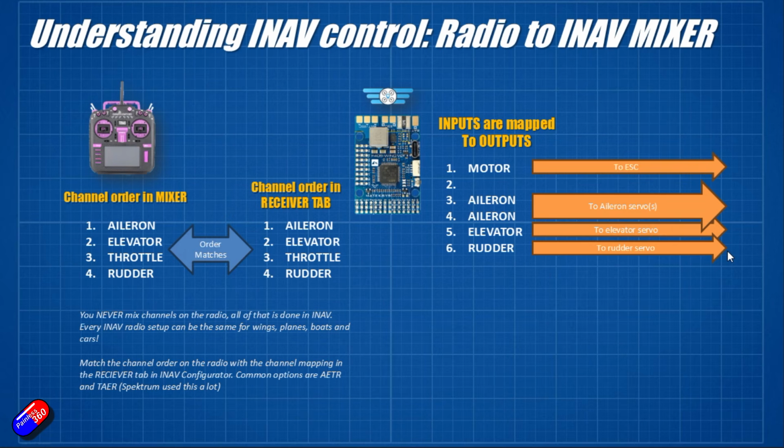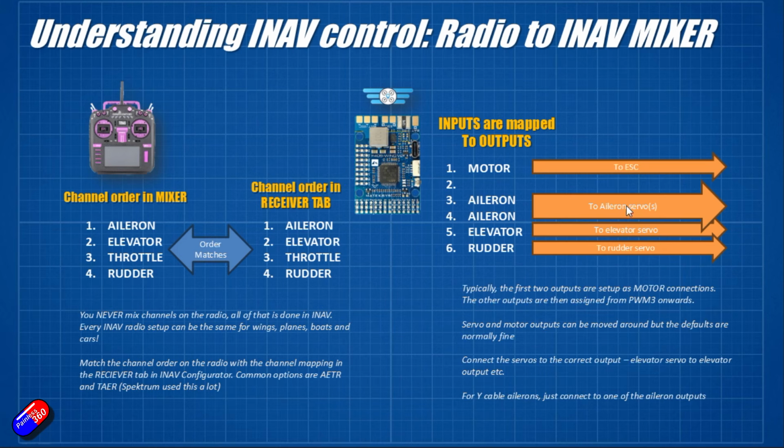I do have a video, I'll put a link down below, that shows how you can check. But this is a common mistake people make as well. If this side, the radio, is all perfect, then if things aren't moving right this side, it's probably the servo is plugged into the wrong output.